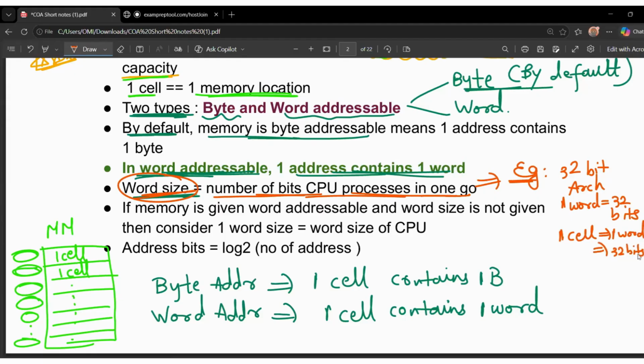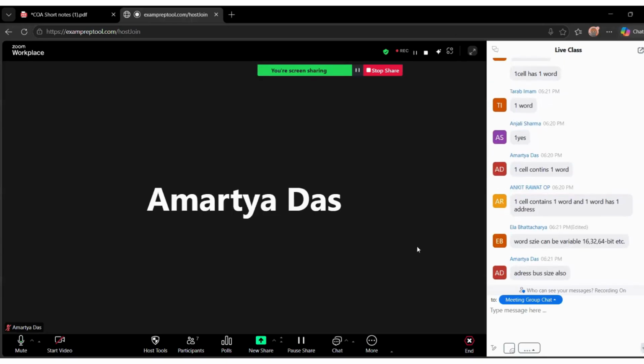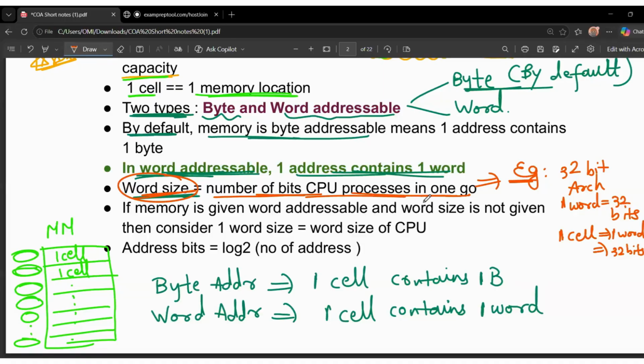Yes, yes, clear, clear this thing. Yes, address bus also. Yes, yes, address bus also.